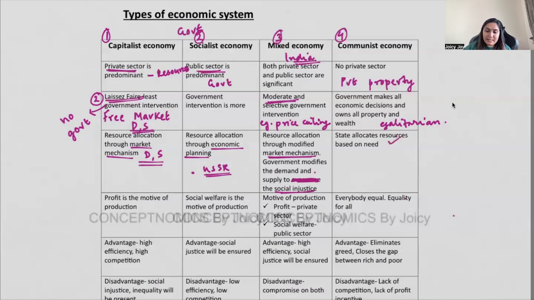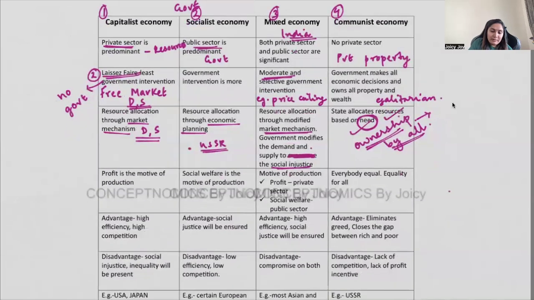Now, the state allocates resources based on need in the case of a communist economy. As we said, in a communist economy, the principle that we follow is egalitarian, or ownership by all. So in that case, need is the factor that influences resource allocation.